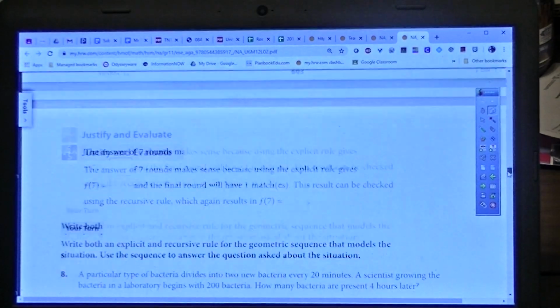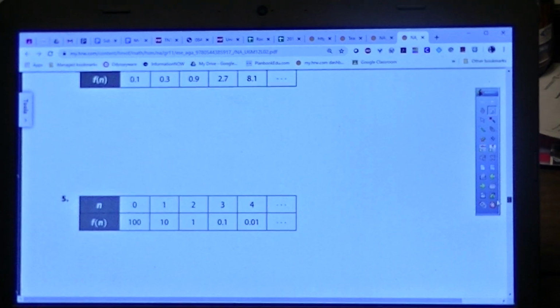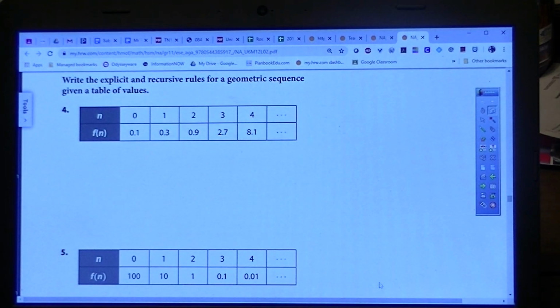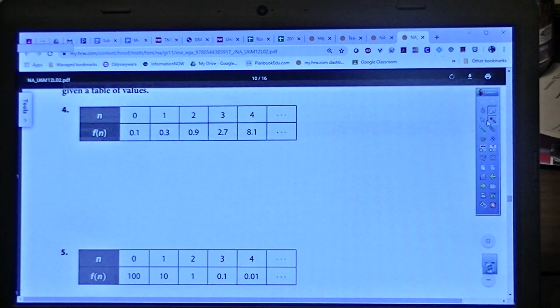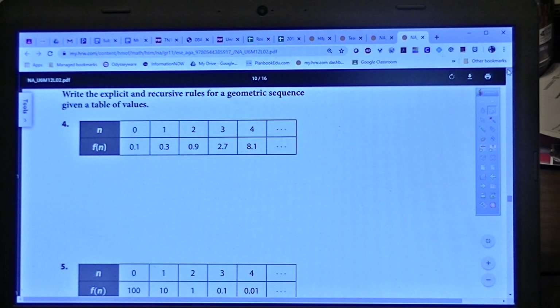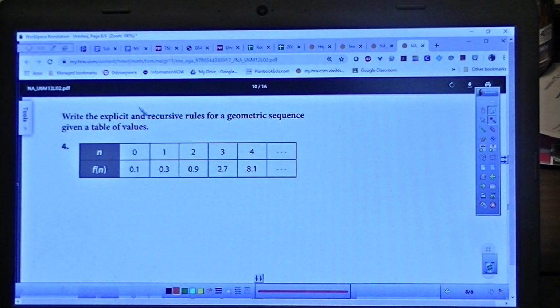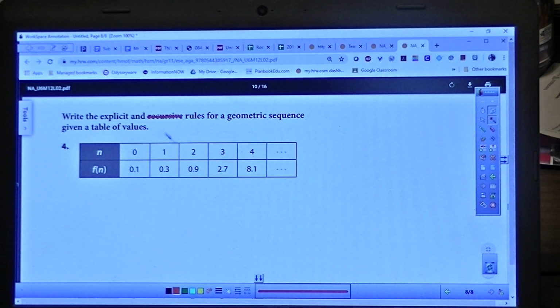So we're going to start on number 4, on page 606. It says write the explicit rule and the recursive rule. So we're just going to write the explicit rule. Again, what do we need? We've got a sub 0 equals 0.1. And what is R?